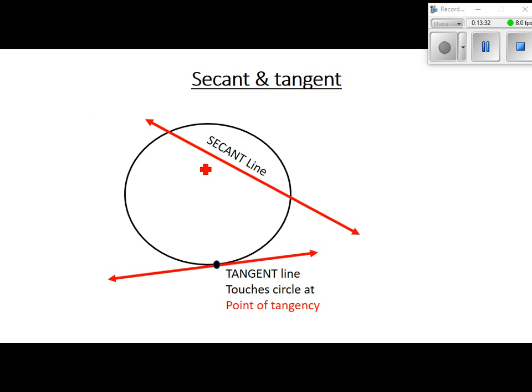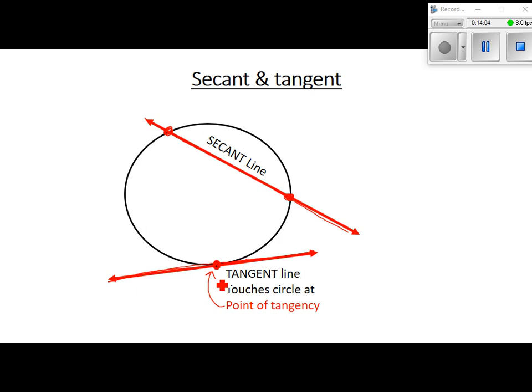A couple other terms, a secant line. A secant line is a line that goes through a circle and touches the circle at 2 points. That's a secant line. Goes all the way through the circle, touches it at 2 points. A tangent line is a line that touches a circle at exactly 1 point. So it sort of lays on the edge of the circle. That point where it touches it is called the point of tangency. That's going to be important to a couple of things that we do here in a little while.